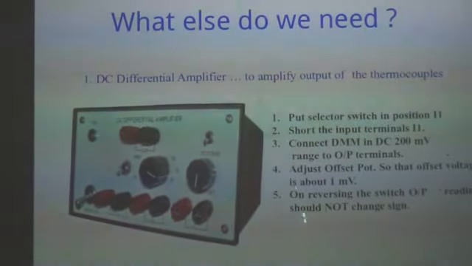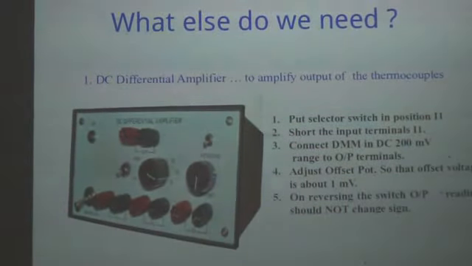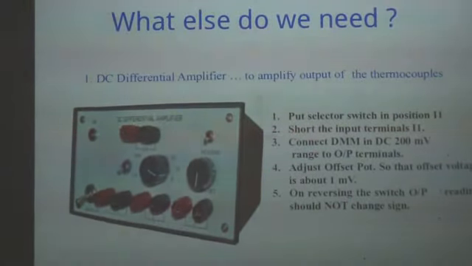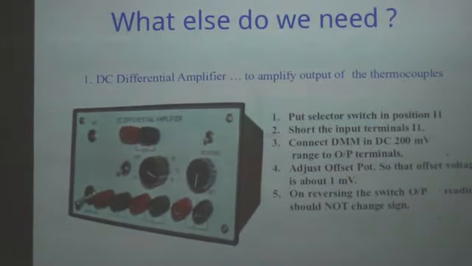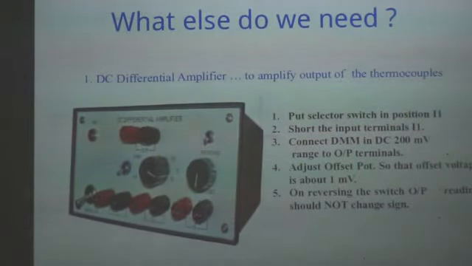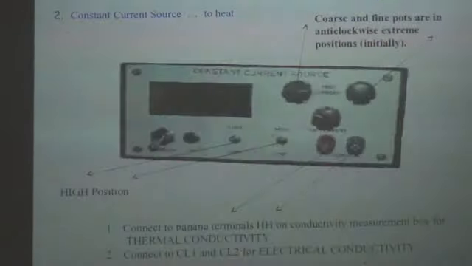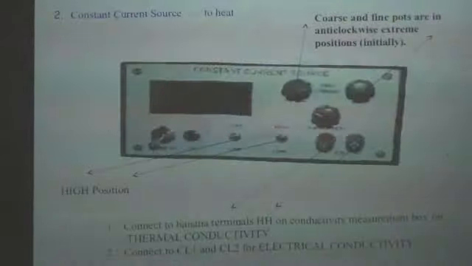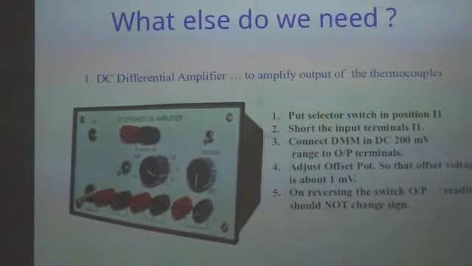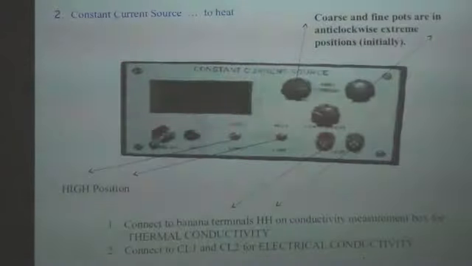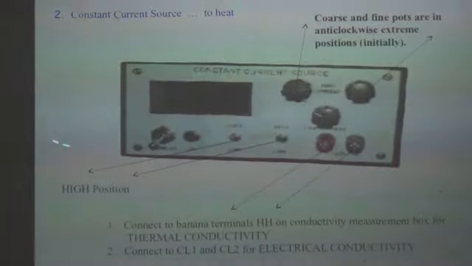Once you set the offset, now you reverse this by using this switch. Reversing, the sign of the reading should not change. If the sign of the reading does not change, that means the offset is constant irrespective of the reversal of the switch. Because 0 and 0, even if you are reversing, it is the same. Only the unwanted signal is present. If you are getting the same reading, that means the offset is set for the experiment.